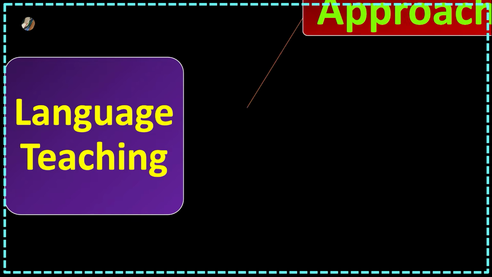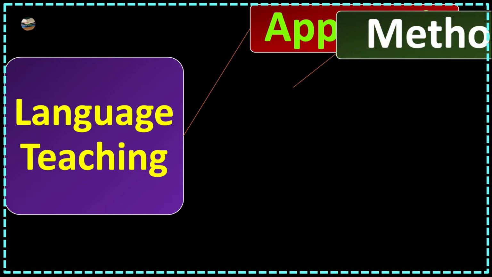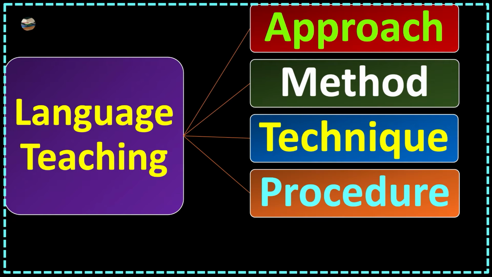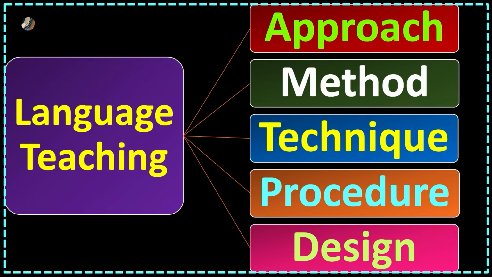In this lesson, we will talk about various terminological differences which are very important, very essential for us to understand both as teachers and as learners. So they are: the first one is approach, second one is method, third is technique, fourth is procedure, and fifth one is design. They are really very important, and let's talk about each one of them in detail.